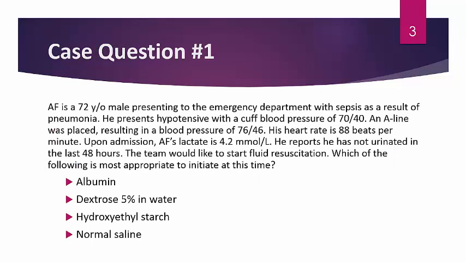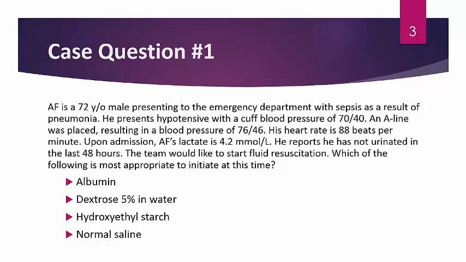So, like always, we'll start out with a case. AF is a 72-year-old male presenting to the ED with sepsis as a result of pneumonia. He presents hypotensive with a cuff blood pressure of 70/40. An A-line was placed, resulting in a blood pressure of 76/46, so not much better. His heart rate is 88 beats per minute. Upon admission, AF's lactate is 4.2 millimoles per liter. He reports he has not urinated in the last 48 hours.